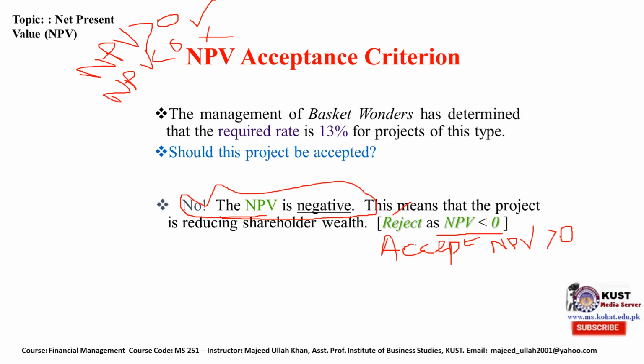This is the main criteria of net present value, by which we accept or reject the project. If this project results in positive NPV, Basket Wonders would accept this project.